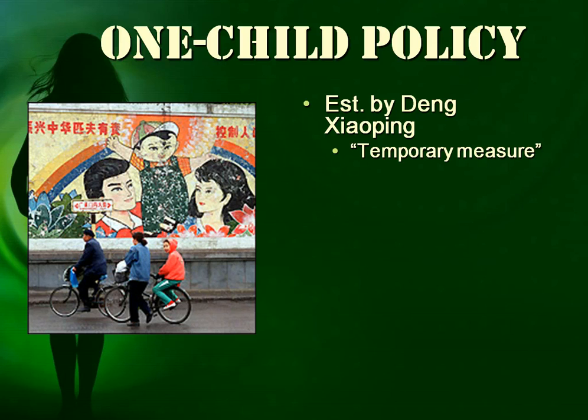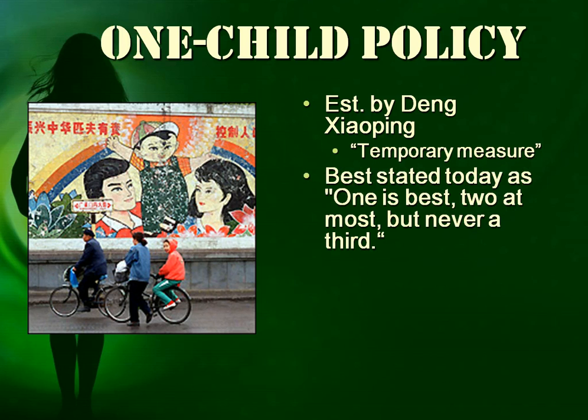And the reason that this was put into place is because you remember in a communist country, everything is provided for the people, which means as their population began to increase, that meant the government had to feed and clothe everybody. The one-child policy, while it started out as a one-child policy, it's best stated really as one is best, two at most, but never a third child policy.